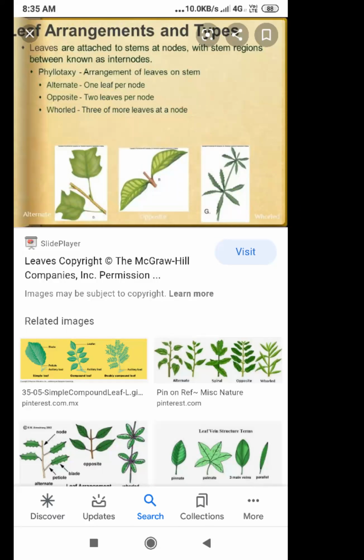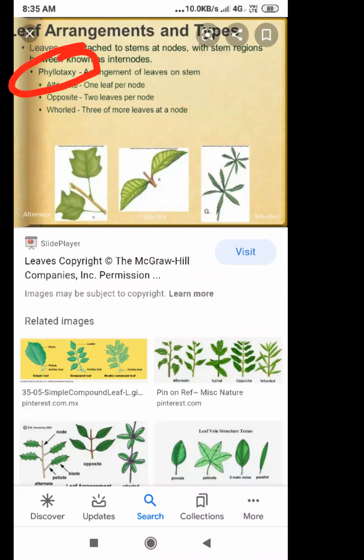This is the arrangement of the leaf. The next picture I'm showing you is called the arrangement of the leaves. Based on the arrangement of the leaves on the stem, they are divided into different types. The arrangement of the leaves on the stem is called phyllotaxy. We call it phyllotaxy.